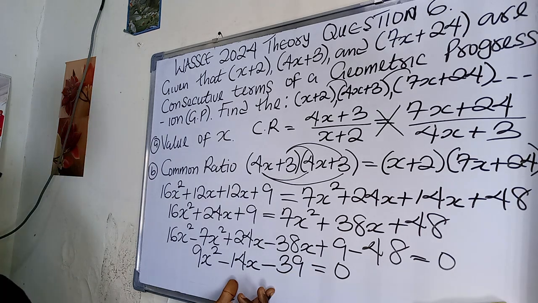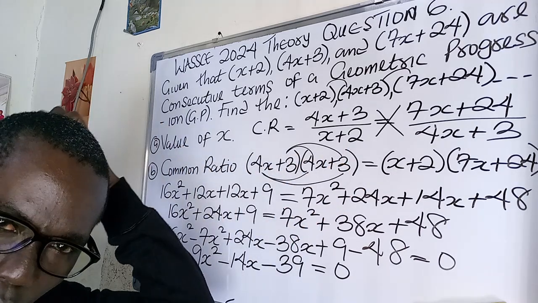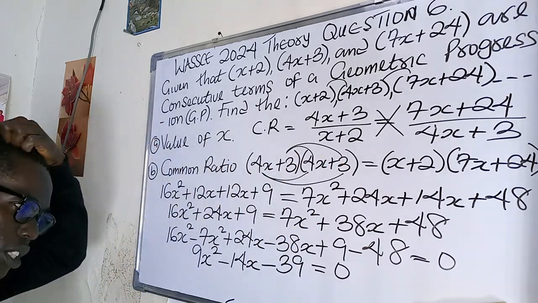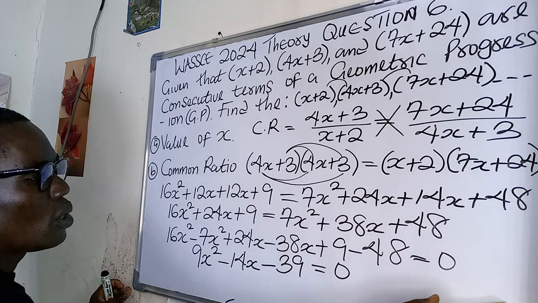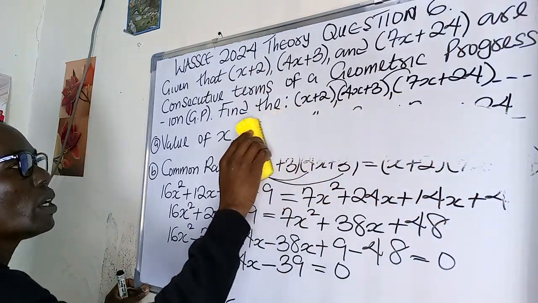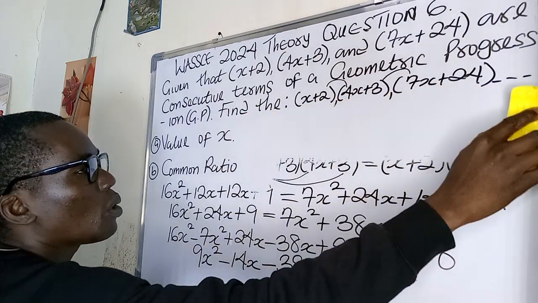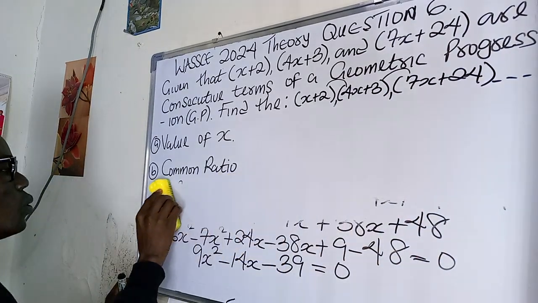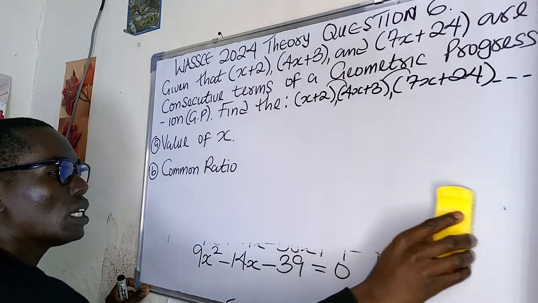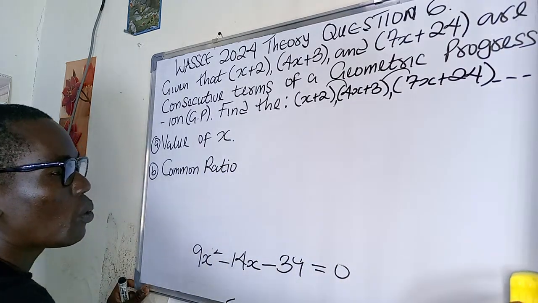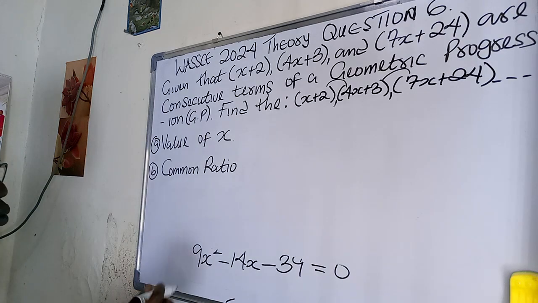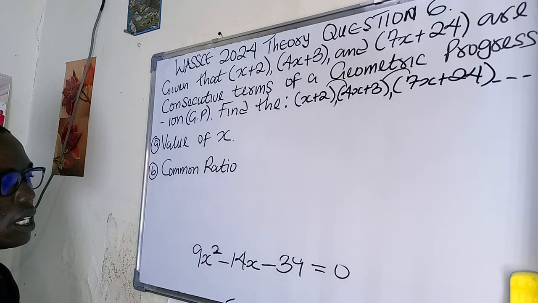So that is the equation we are going to derive from this whole solution. So the next step we are going to do is solve this quadratic equation, because it's a quadratic equation. So let's clean off this side and see how we can derive the solution to that quadratic equation. The quadratic equation has been given to us, and then let's look at how we can solve that quadratic equation. Now, to solve that quadratic equation, that is 9x squared minus 14x minus 39 equal to 0.